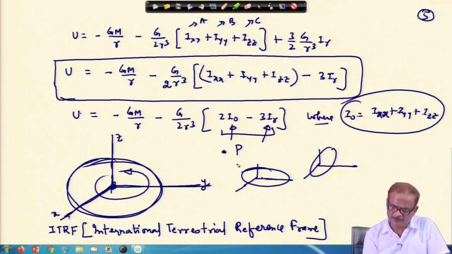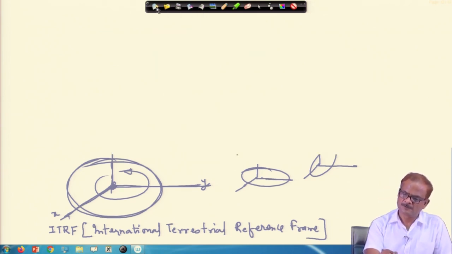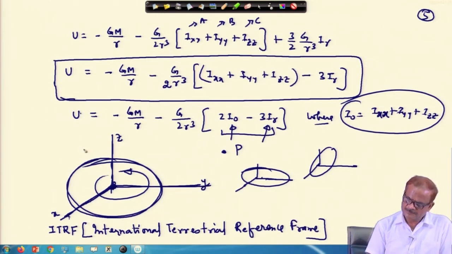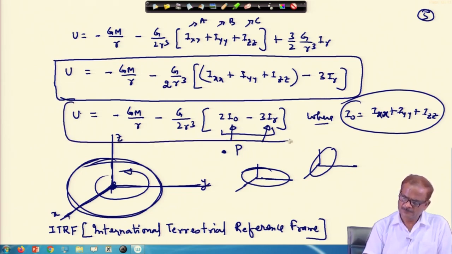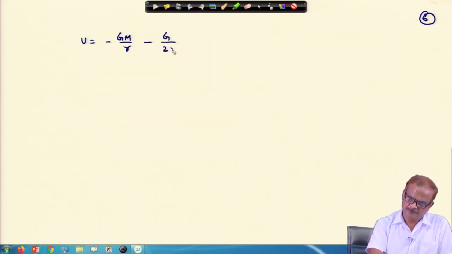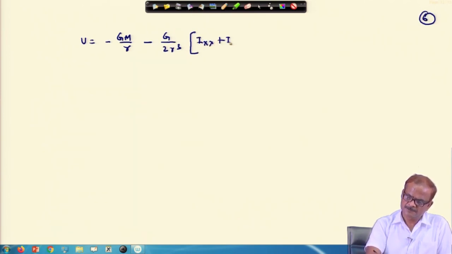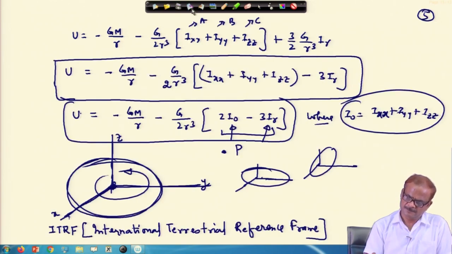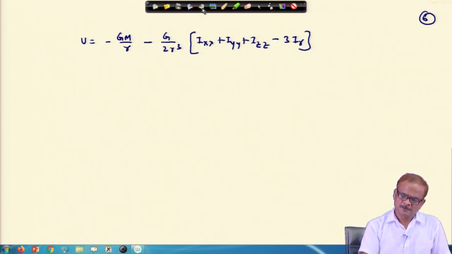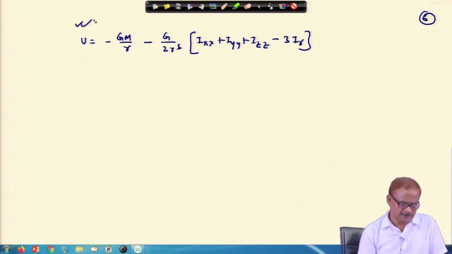So, at a particular instant of time, the potential we have got, thus we have this equation: u equal to minus G M by r minus G by 2 r cubed times (I xx plus I yy plus I zz minus 3 I r). Now, this will serve for working out our problem.